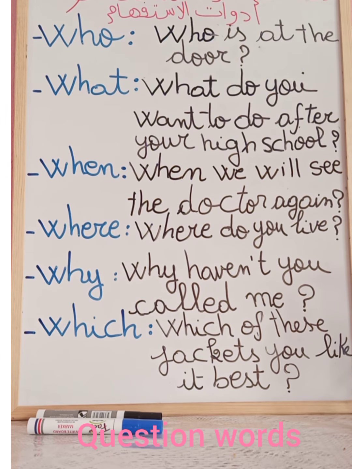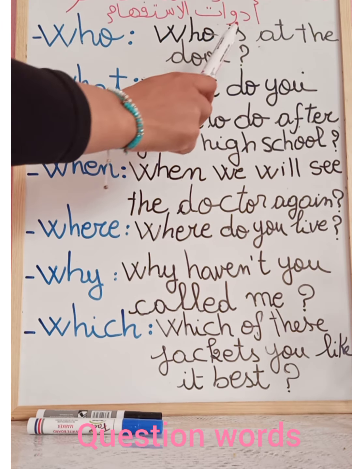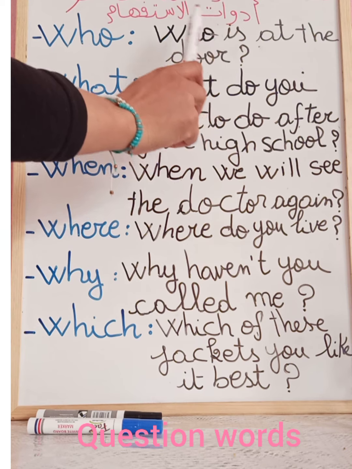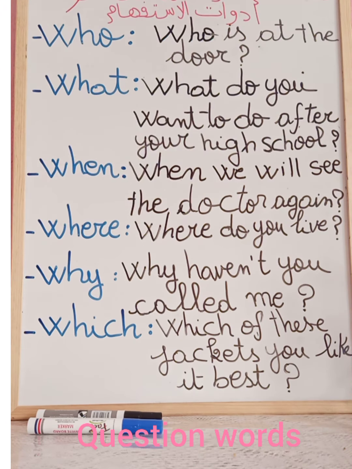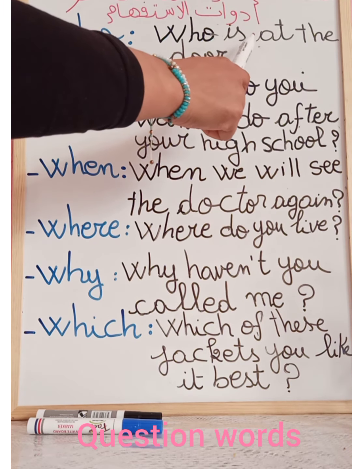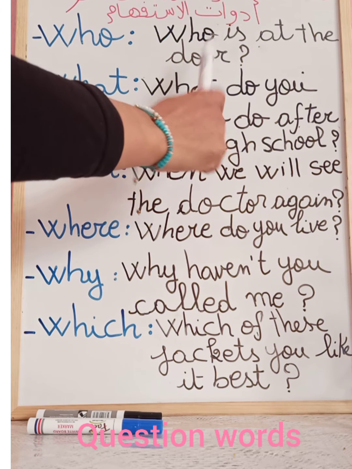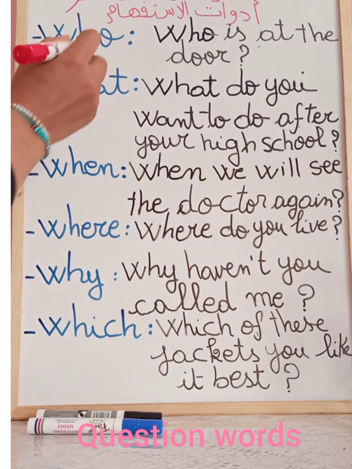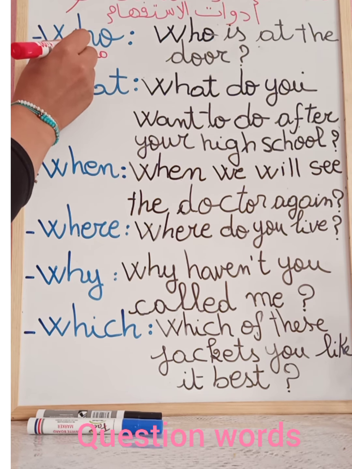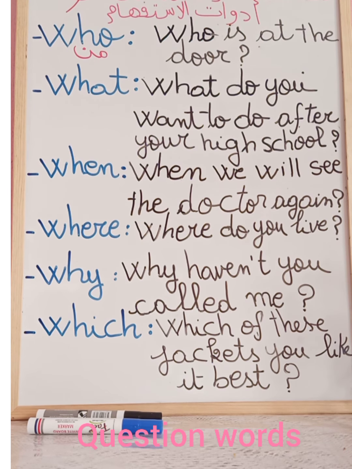Let's start with the first question word, who? Who is at the door? So here I'm asking about a person. Who is at the door? In Arabic, we say من. So who, we use it to ask about persons.